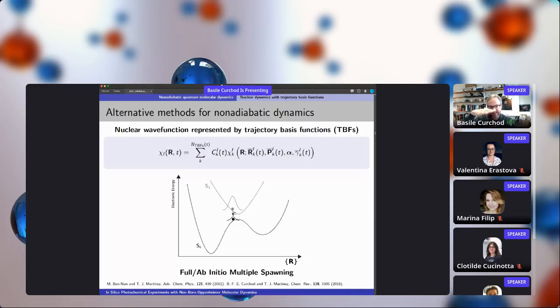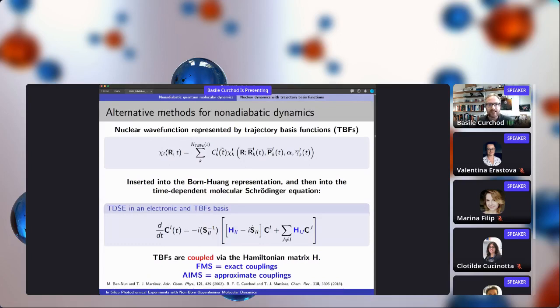And the two Gaussians will be able to talk to each other via the time-dependent Schrodinger equation and exchange naturally some coefficients. You can spawn as many Gaussians as you need to describe the transfer of amplitude from one state to the other. One important aspect of full multiple spawning is that you can basically derive it from first principles. If you use this definition here in the Born-Huang representation that I described before for the molecular wave function, and you plug everything into the time-dependent molecular Schrodinger equation, you can extract a time-dependent Schrodinger equation now expressed in the electronic basis and in the basis of these moving Gaussian functions, where the Cs are these coefficients that you have here.